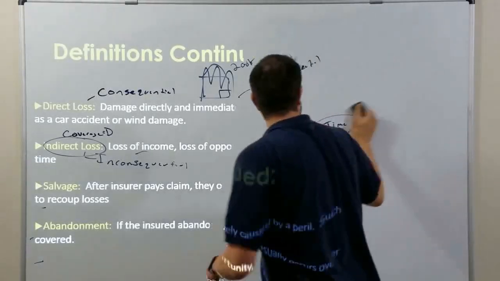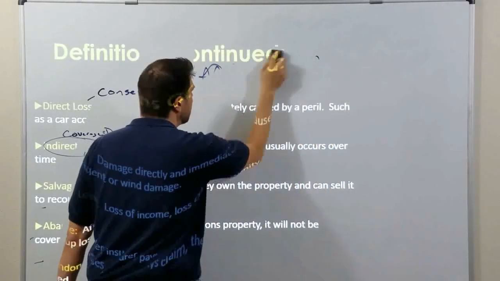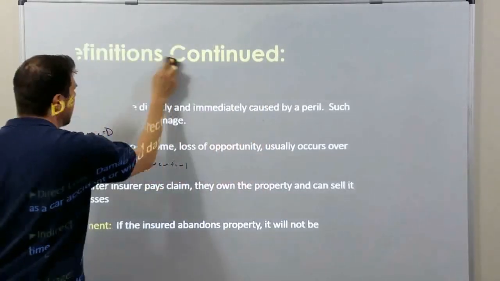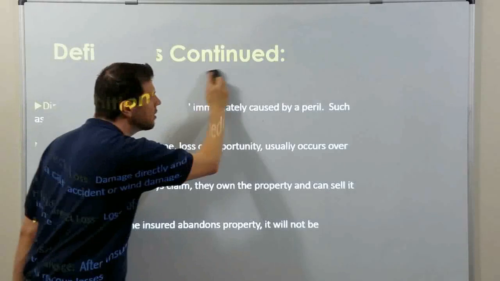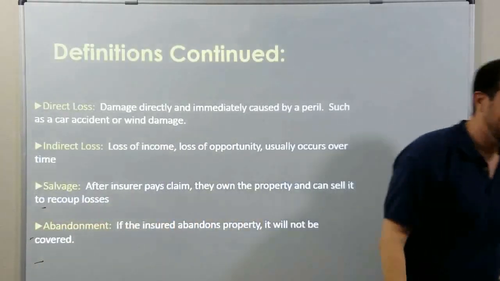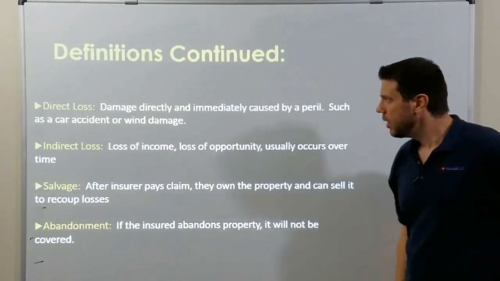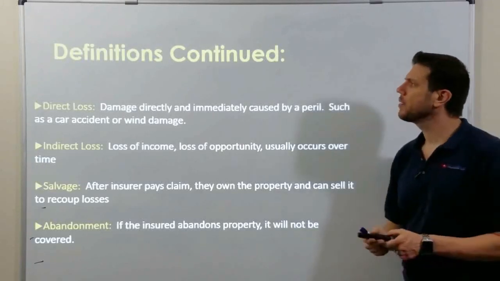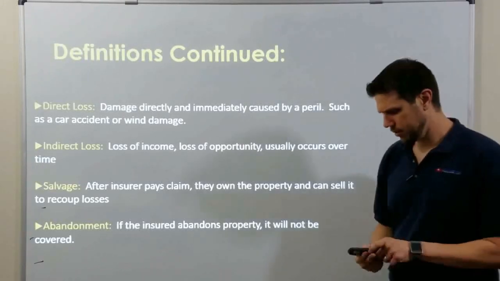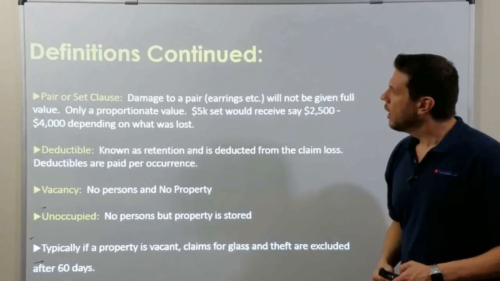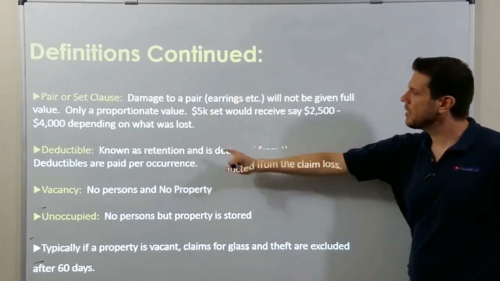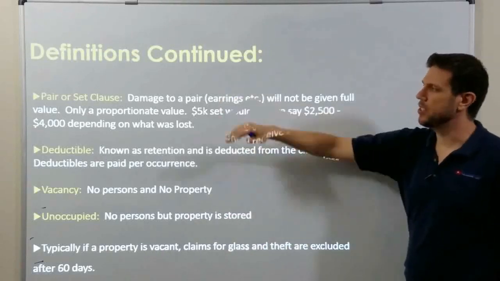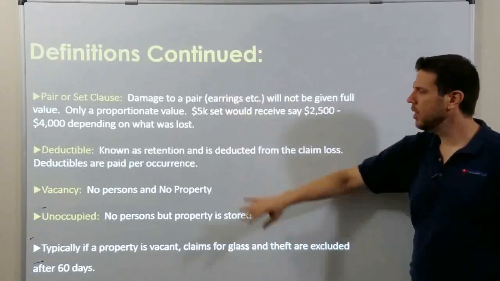Abandonment is not important on this test, but the insurance company will not cover something you've abandoned. So like if you just leave your house, you're not going to get any money. The house has to burn down. We'll talk about the pair-set clause in a minute. Let's kind of cover these first, then we'll get to this one up here. It's a little bit in depth.